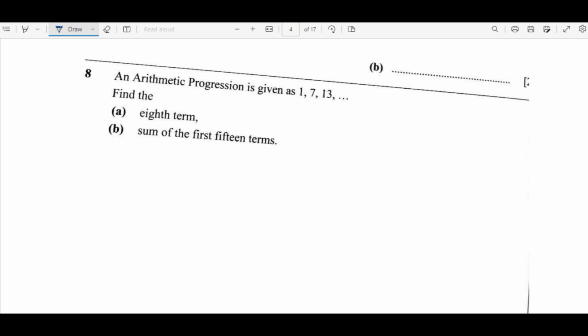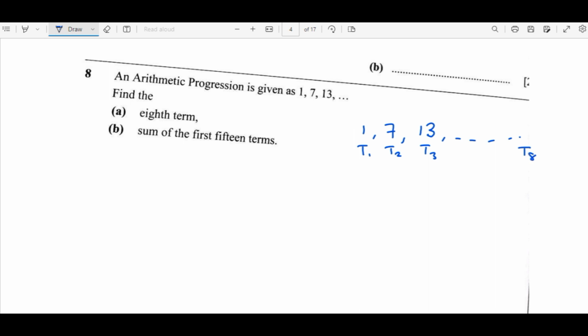So the first thing that you have to do here is to identify the numbers given. We've been given 1, we've been given 7, and then we've been given 13. So this is the first term, and then this is the second, this is the third. Now the term that we are looking for is the 80th. So that is the term that we are looking for.